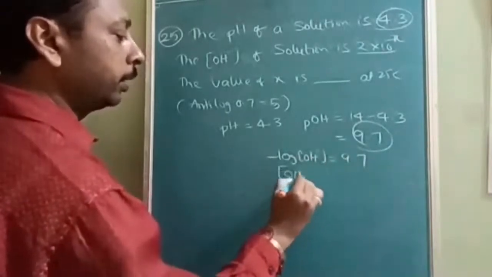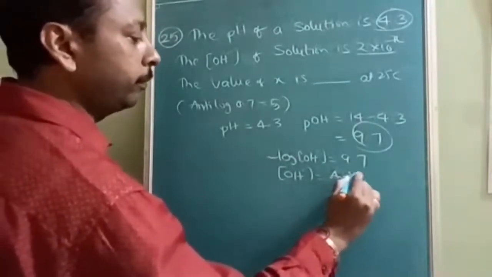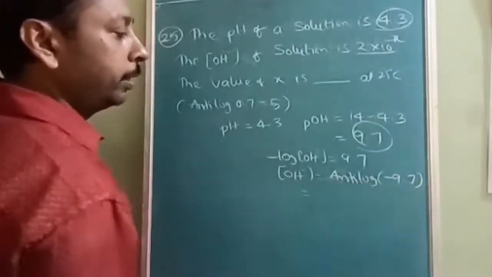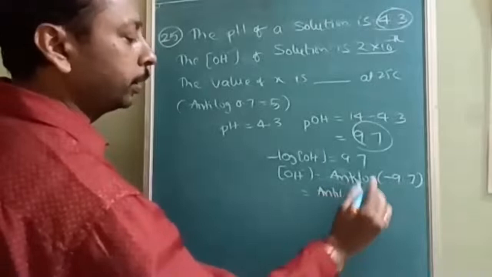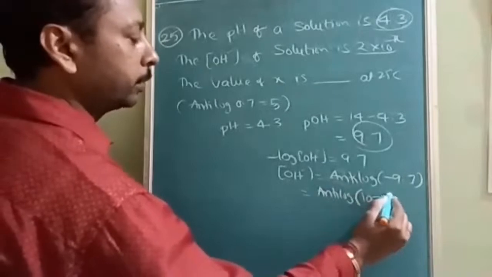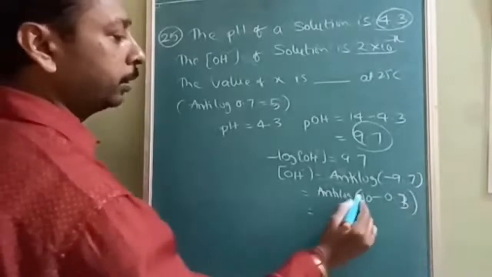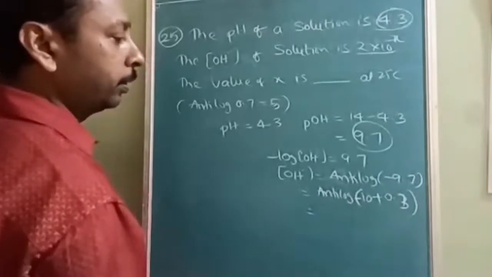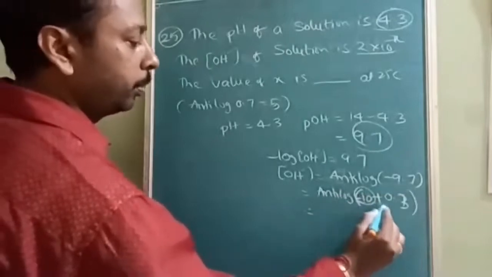Okay, concentration of OH minus will be anti-log of minus 9.7. See, whenever you get a minus value anti-log, you write it as anti-log of, okay, 10 minus 0.7, okay, 0.3 I think. So 10 minus 0.3. So that you will get the value, positive value, minus 10 plus 0.3. Minus 10 plus 0.3 will get minus 9.7. So this will give you 10 to the power of minus 10.